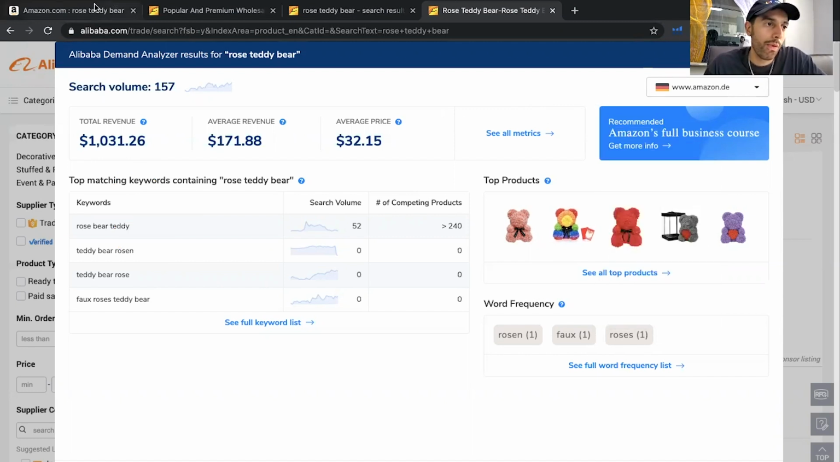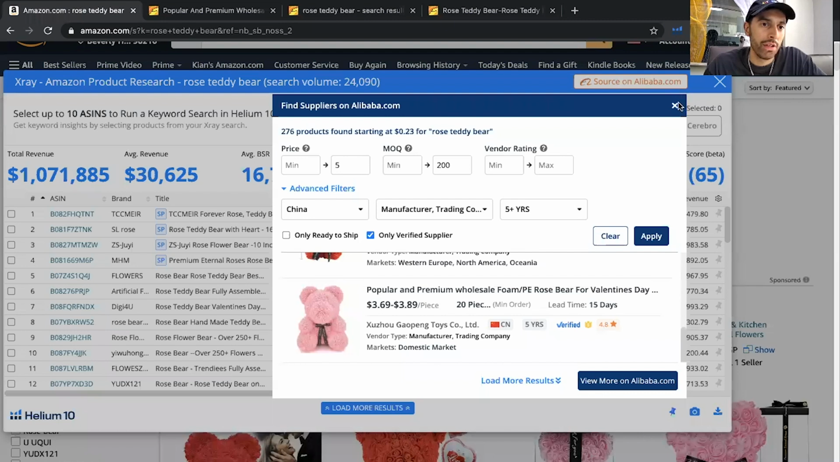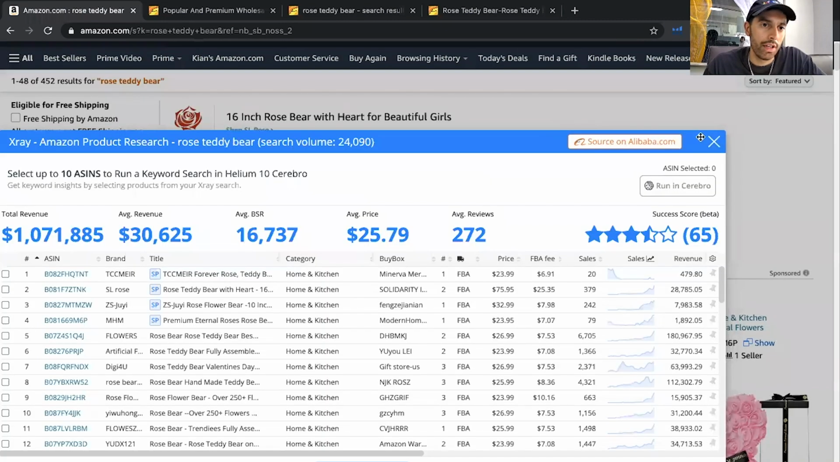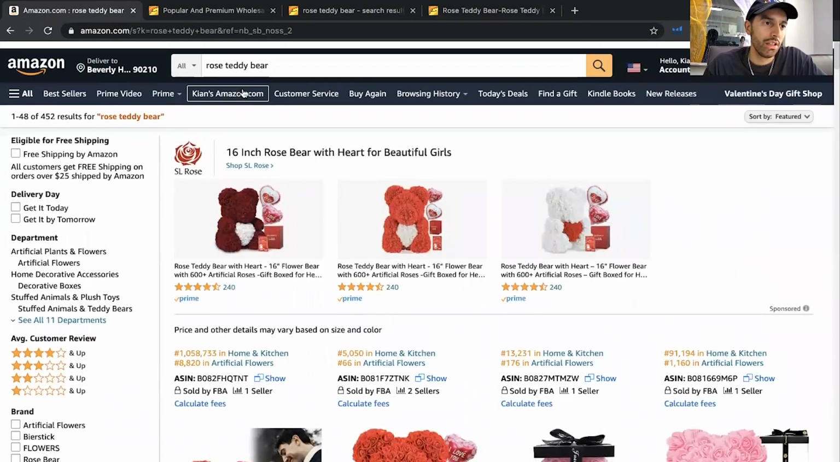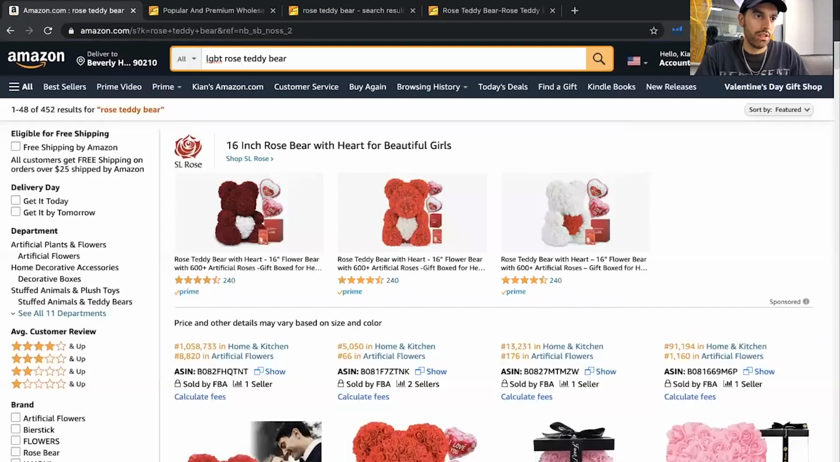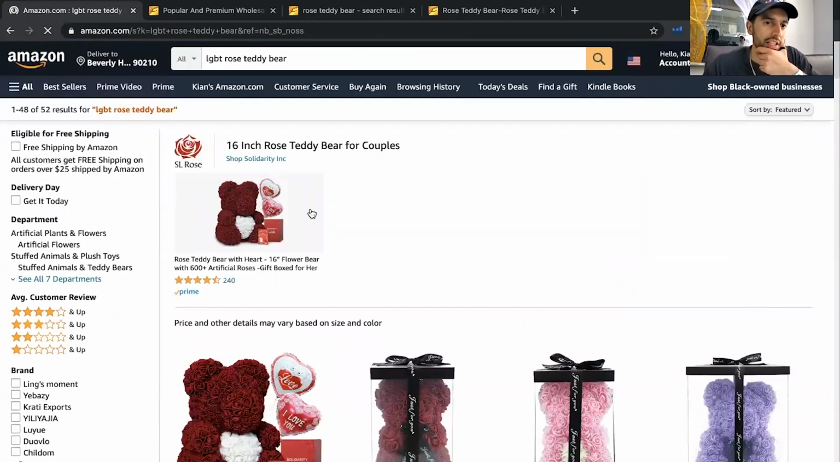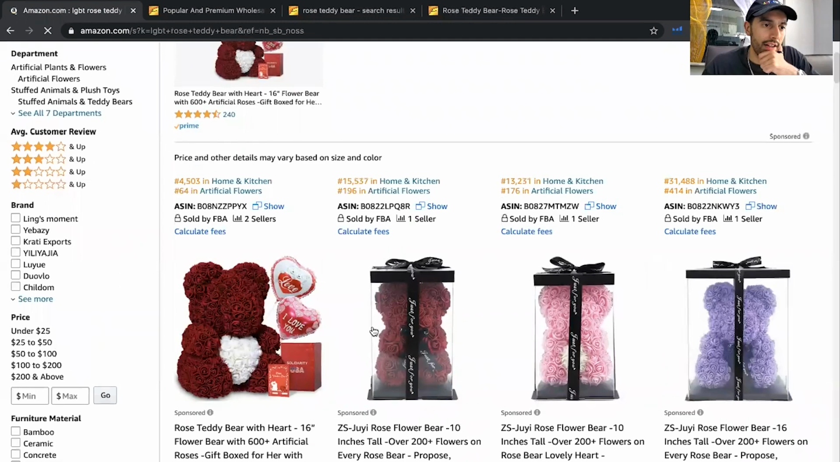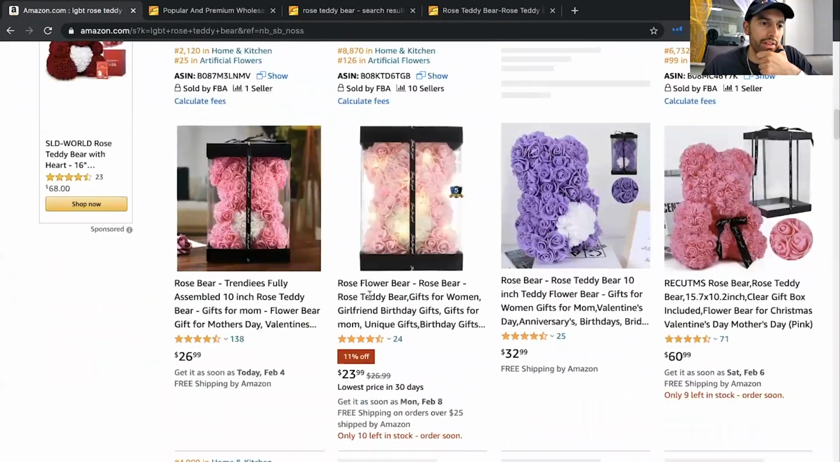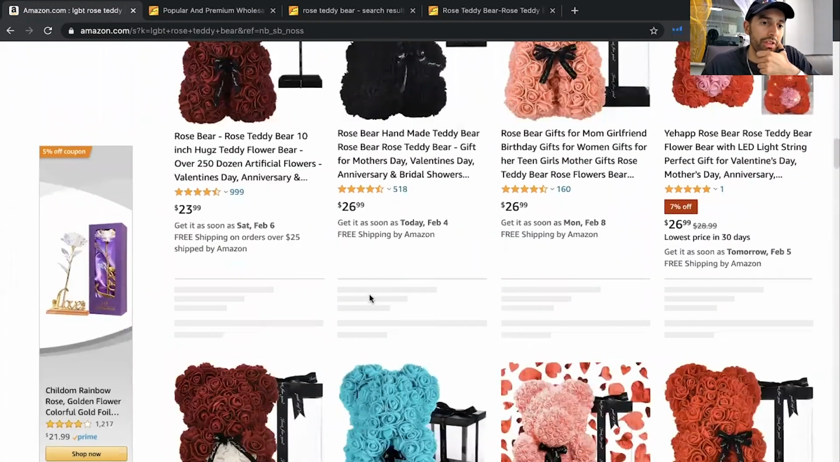So if we go back to Amazon, we can search for LGBT teddy bear and see if anything comes up, see if anyone's actually selling this. And nothing's really coming up. Don't really see anything. So this is a good product opportunity.